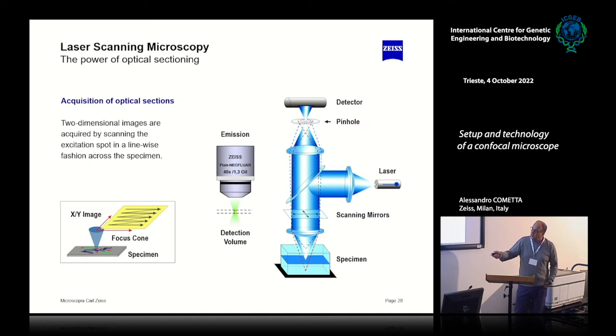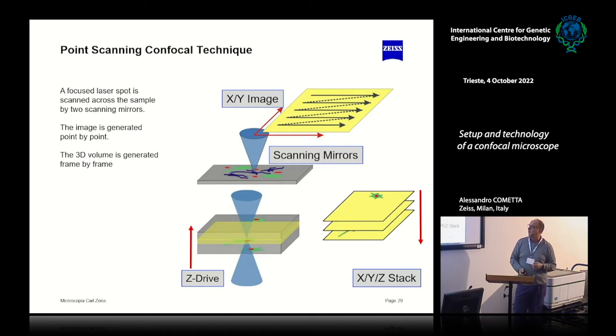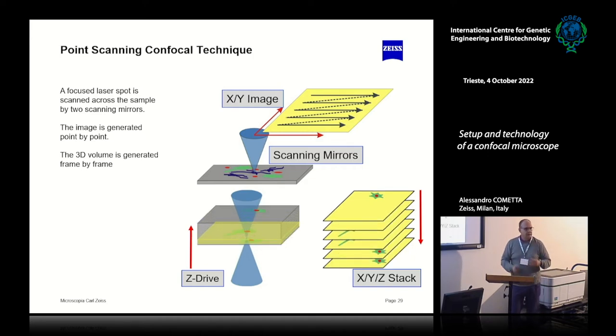So I have to scan the image, point by point, line by line, to get the image. Then I can move the stage and acquire a second, a third, a fourth. So at the end, I have a 3D image, 3D data information that I can reconstruct in a 3D viewer or on the screen.